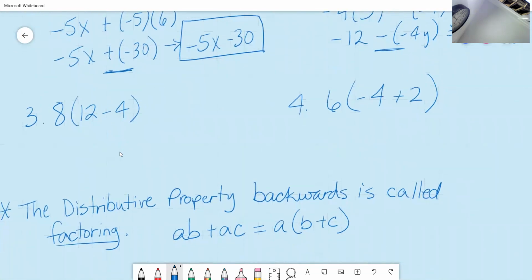Number 3. So 3 and 4 are all integers. So go ahead and solve these. So we have 8 times 12 minus 8 times 4. Do that either way. So 8 times 12 is 96. 8 times 4 is 32. So you're left with an answer of 64.